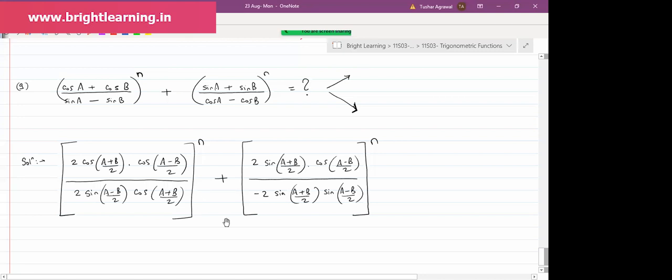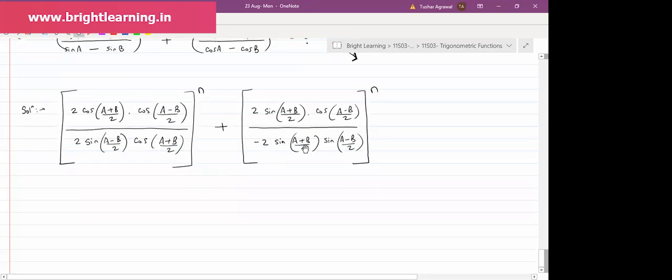Some books write it as twice sin of A plus B by 2 sin of B minus A by 2, so that minus sign is brought inside. Minus of sin theta is the same as sin of minus theta. Now if you do the calculations, cos A plus B by 2 cancels out, sin A plus B by 2 gets cancelled out, and this 2 also gets cancelled out. What remains is cos of A minus B by 2 upon sin of A minus B by 2, that is cot of A minus B by 2.